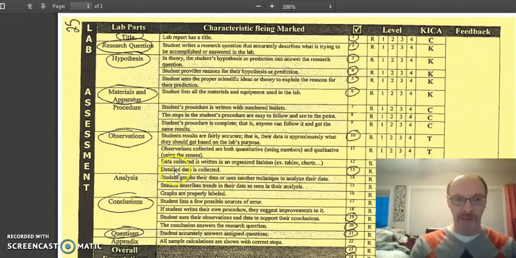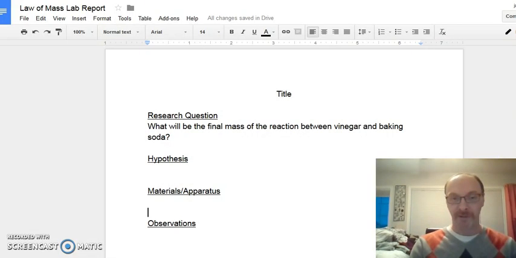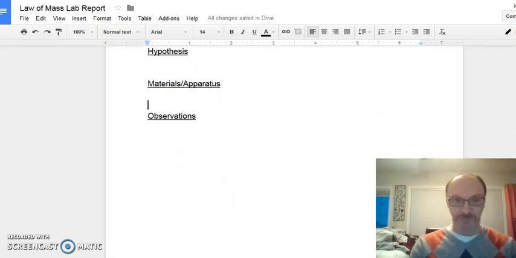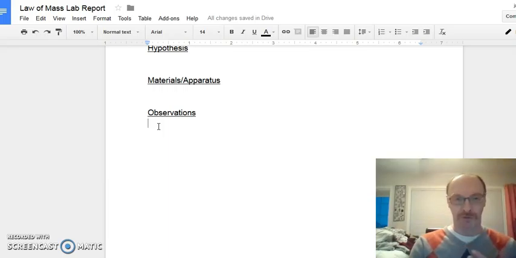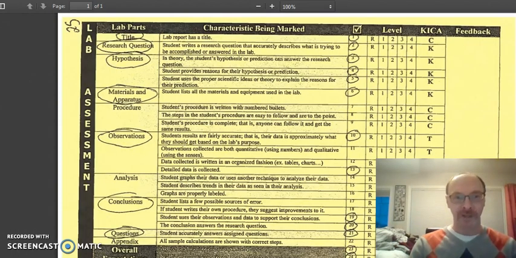Now, more importantly, detailed data is collected. So in the observation section, you want to record everything that you saw, everything that you heard, everything that you smelled. Record the mass observations before the chemical reaction is done and after the chemical reaction is done. You want to report those mass, not calculations, but mass recordings, in the observation section too, along with any other sensory data that you collected while you did the experiment. All right, so go back to the rubric.